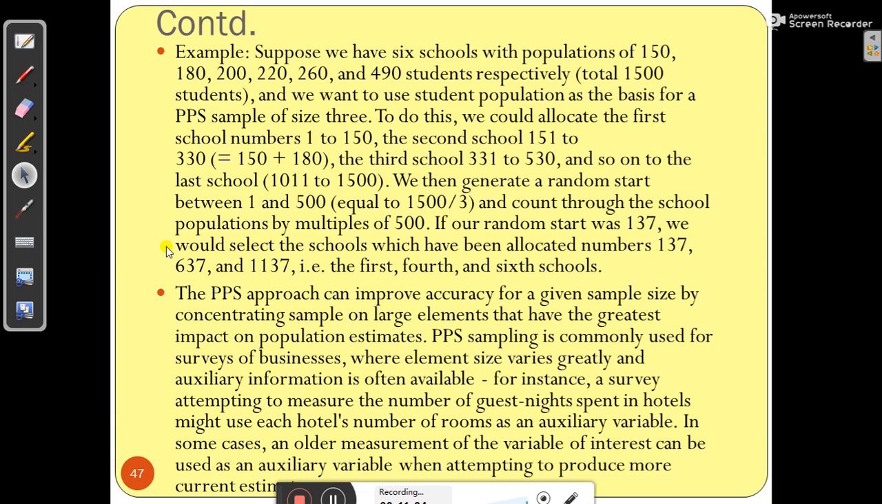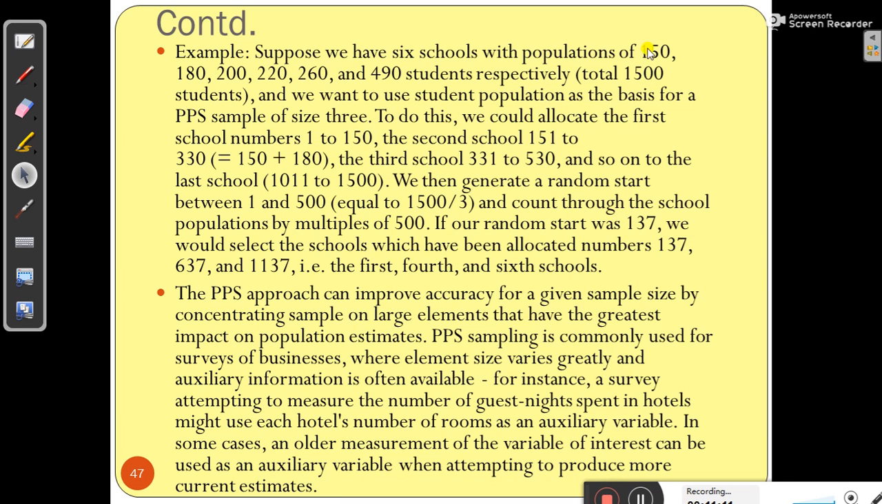So here you can see one example. Suppose we have six schools with populations of 150, 180, 200, 220, 260 and 490 students respectively. Total 1,500 students, and we want to use student population as the basis for a PPS sample of size 3.